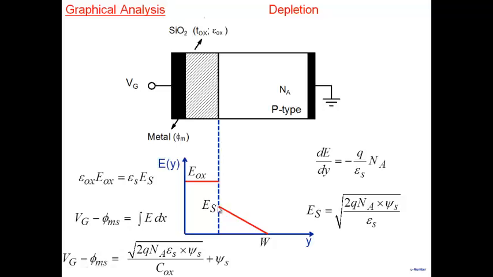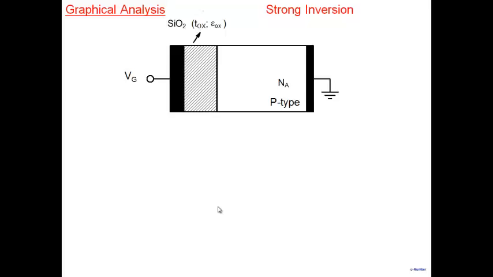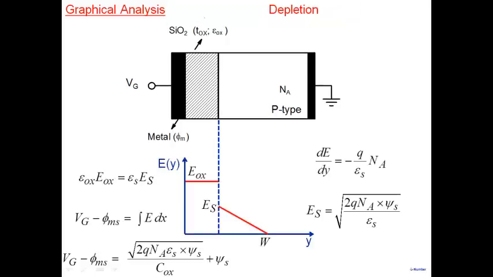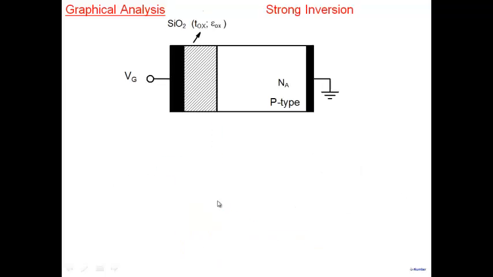When you go to strong inversion, the picture changes, because in addition to this depletion charge, I have my inversion charge also. So the picture now, if I were to draw again, note that in the bulk, what do I have? Depletion charge. And inversion charge, we have said, is confined to the surface, and the width of the inversion charge is very, very small.